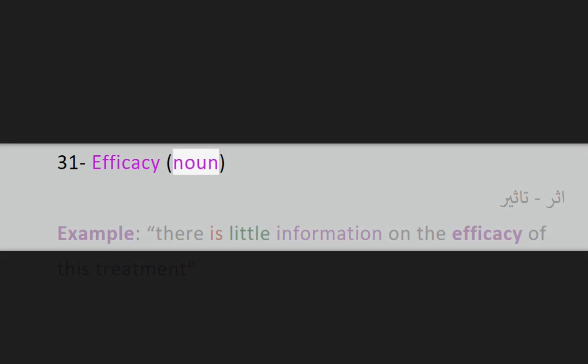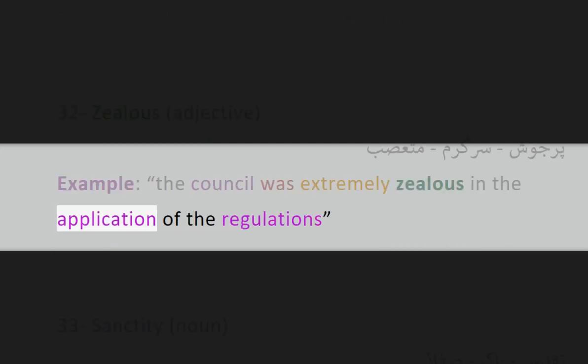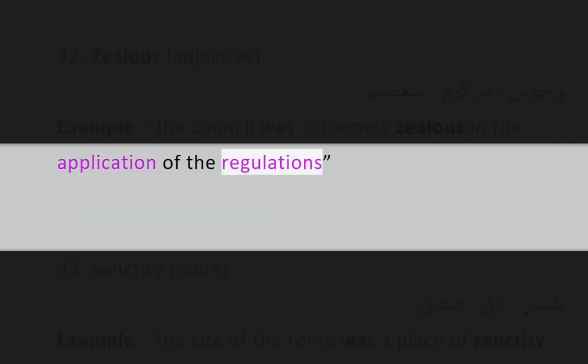31. Efficacy, noun. Example: there is little information on the efficacy of this treatment. 32. Zealous, adjective. Example: the council was extremely zealous in the application of the regulations.